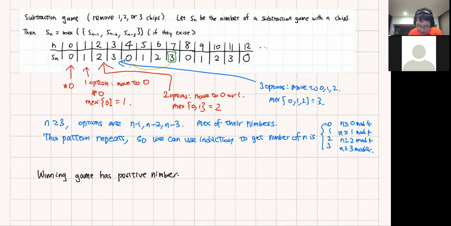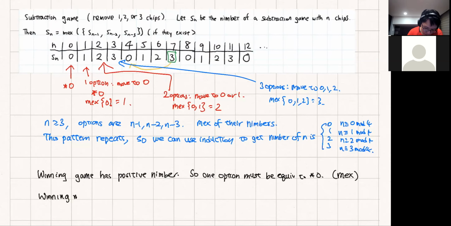to be 0, right? So one option must be equivalent to star 0. Otherwise, you don't have a positive number. So this is coming from the max function. You have a max function, and you have a positive number for your gain. That means that one of the options must be equivalent to star 0. So the winning move would be moving to this option.